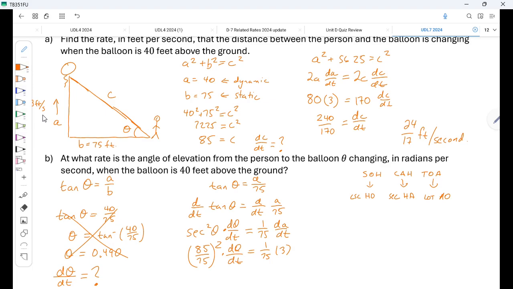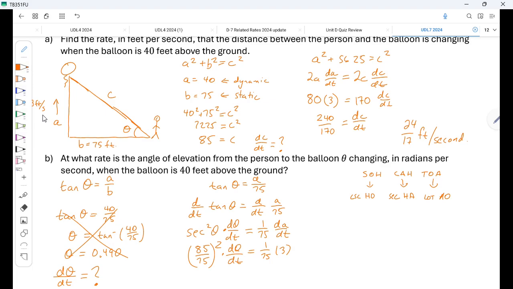And I'm going to check myself. Well, it shouldn't be the same number. What it should be is if I do 1 over cosine of 0.490, I should get something really close to 85/75. That will tell me that I'm doing the right thing. And yeah, they're good to about 4 decimal places. So that absolutely works.